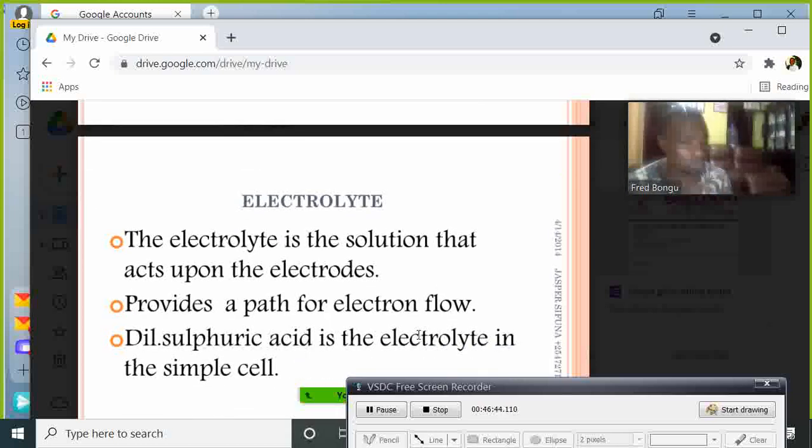An electrolyte is a solution, but not just a solution like water. It can be a very thick solution, or it can be a solution like water. What it does is allow current to pass through it. For example, an acid allows current to pass through it, so we say that is an electrolyte. An electrolyte is that solution which allows current to pass through it. And that's where we dip our electrodes to allow current to enter and to leave.